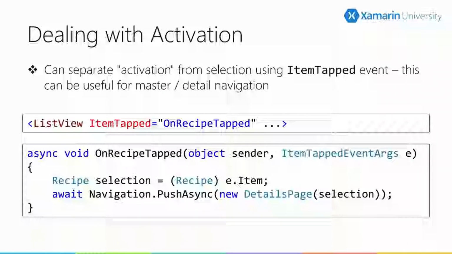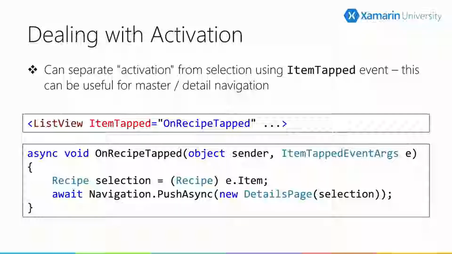An alternative approach that works just as well is the event-based one. ListView exposes two different events. There's item tapped and item selected. Item tapped is something that will only trigger if the selection is initiated by the user, whereas item selected is something that gets triggered in both cases, if initiated by the user, but also if you change the selection programmatically.